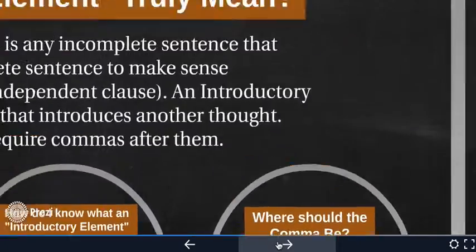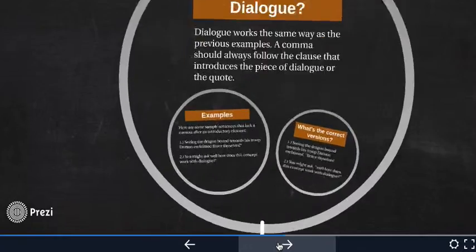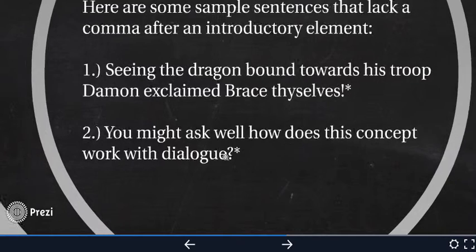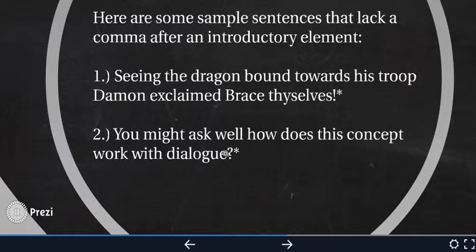So how does this concept work with dialoguing? It actually works in the same way as the examples we went through, which are in a way dialogue in and of themselves. But let's focus on these. So I've included grammatically incorrect examples here, without commas, without quotation marks, because I want you, for the next minute, to pause the video and try to figure out where the commas and the quotation marks go in these sentences.